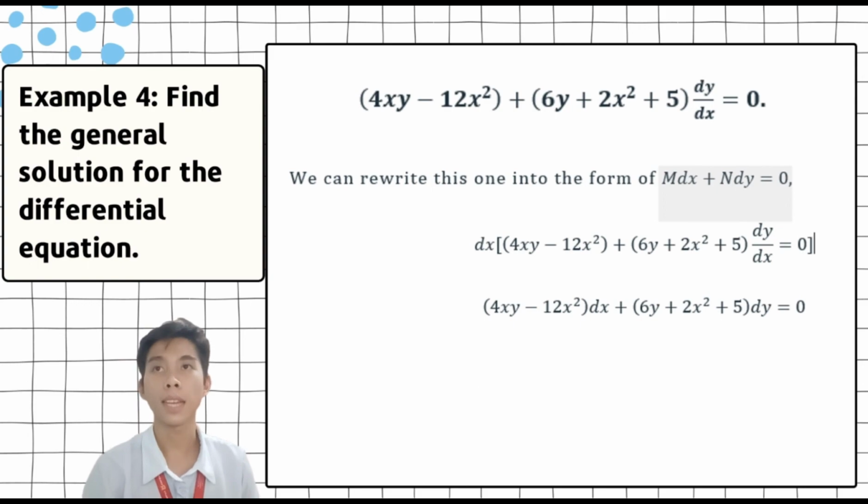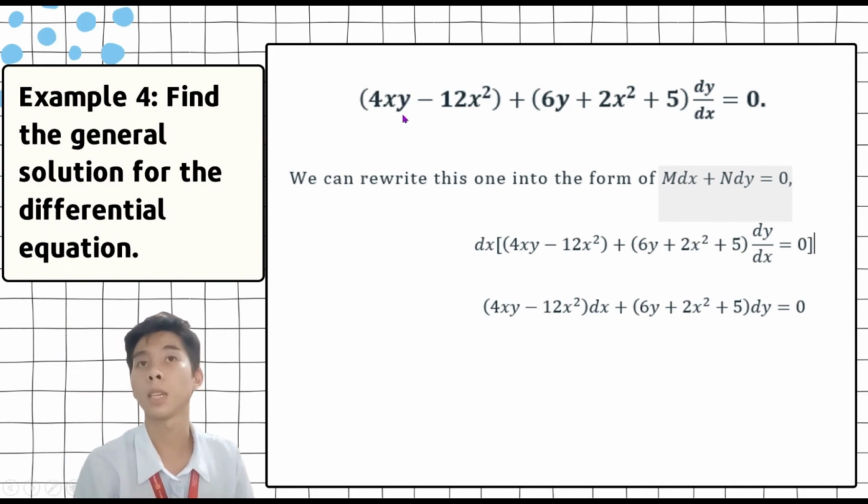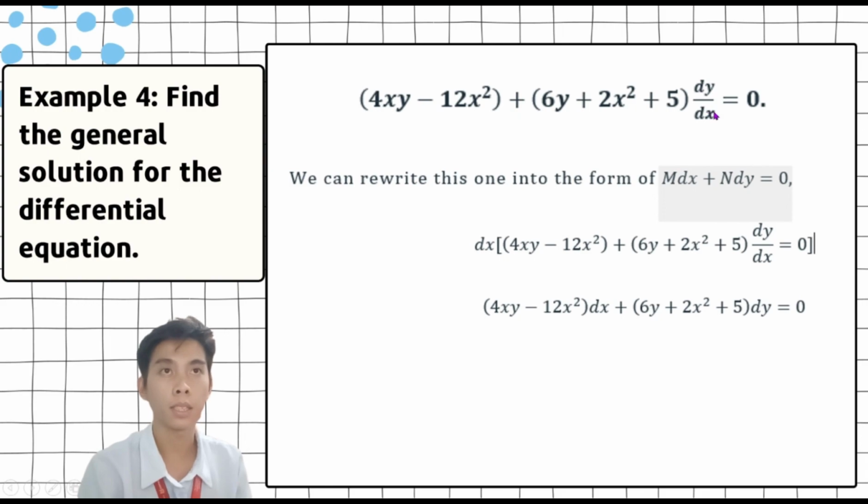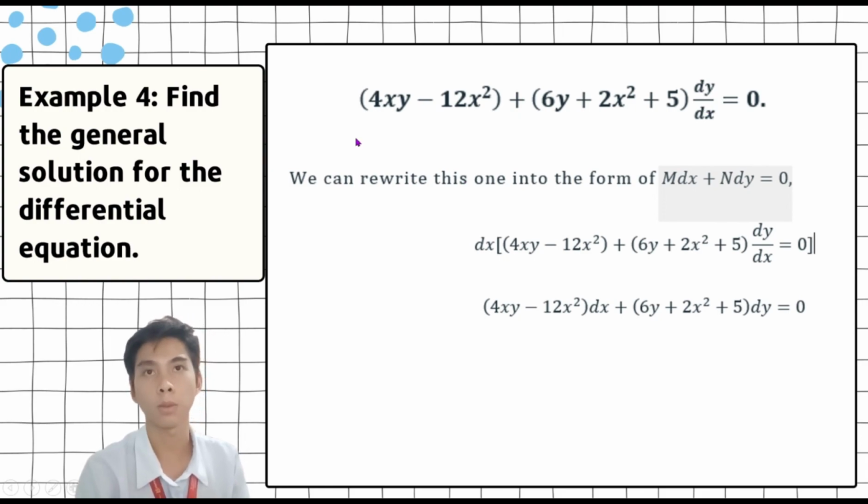So next example, we have here example number 4. Find the general solution for the differential equation. We have here the given differential equation: the quantity 4xy minus 12x squared plus the quantity 6y plus 2x squared plus 5 multiplied by dy over dx is equal to 0.